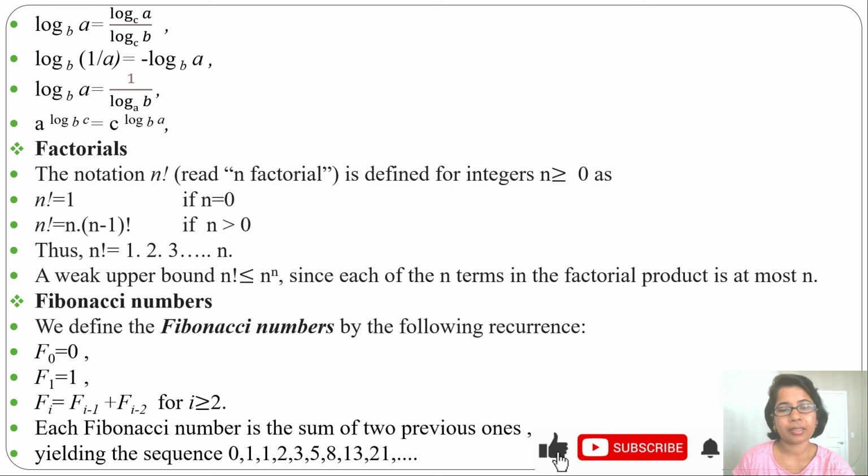In today's lecture, I discussed some useful functions. In the next lecture, I will discuss order of growth of these functions.